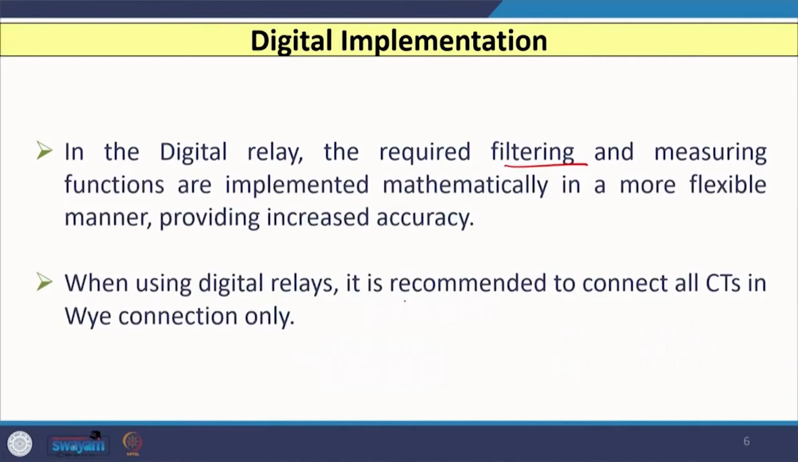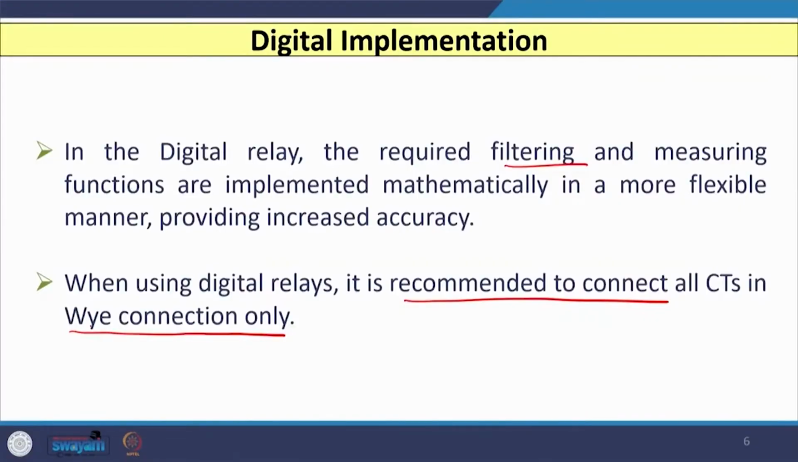When we use a digital relay, it is recommended by most of the manufacturers that all the CT connections are in Y fashion only. As I told you in the previous class, if I connect the CTs in delta fashion, then there are certain disadvantages like increase in burden, complex wiring, and other things. If we wish to avoid those disadvantages, then we have to go for Y connection of CTs, and it is recommended for digital relay by most of the manufacturers.